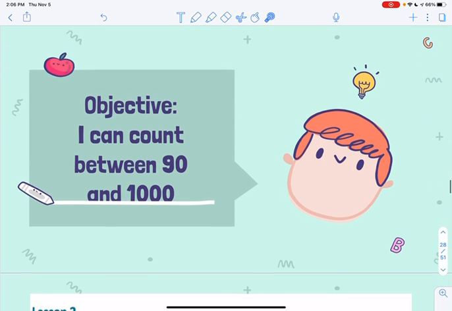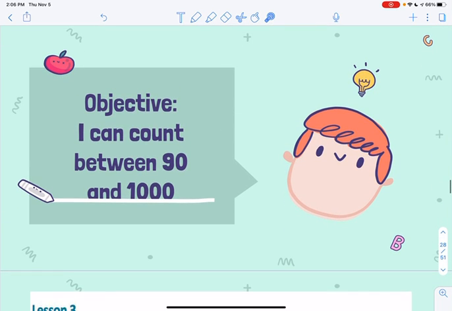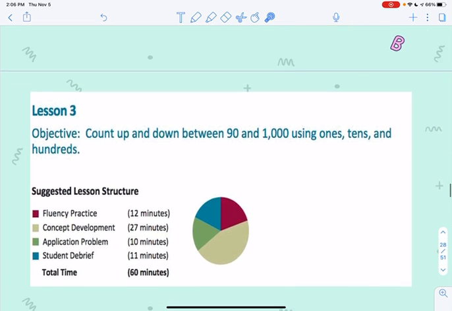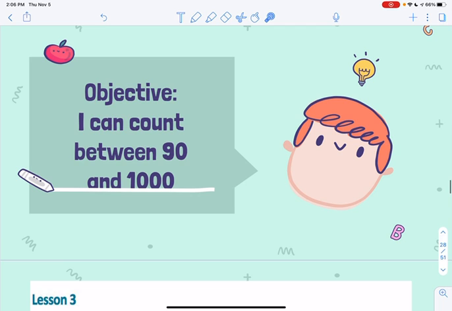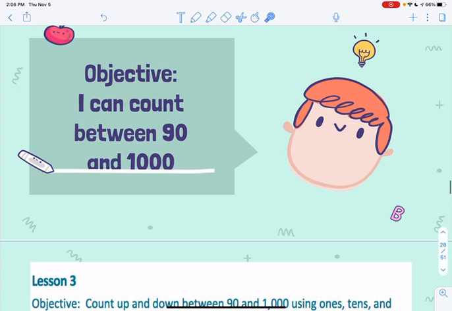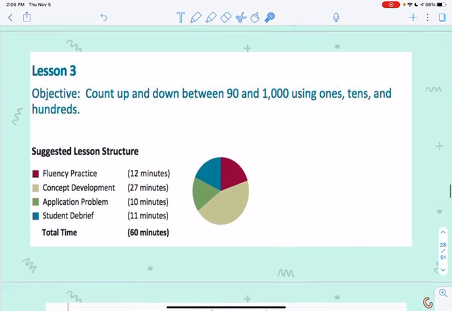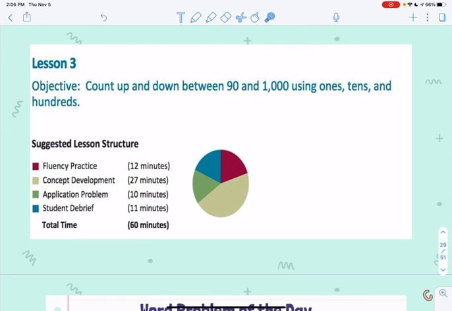Alright, our objective is I can count between 90 and 1,000. So this is our kid-friendly way of saying it. I can count between 90 and 1,000. And the actual state standard objective is, count up and down between 90 and 1,000 using ones, tens, and hundreds.